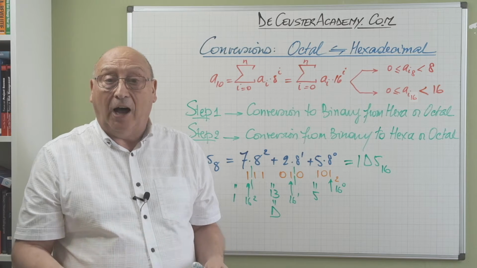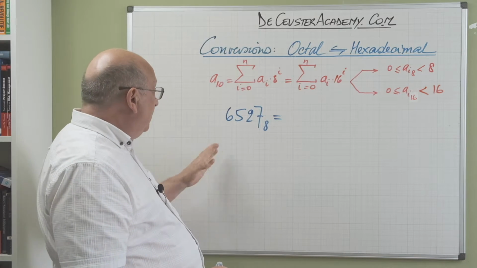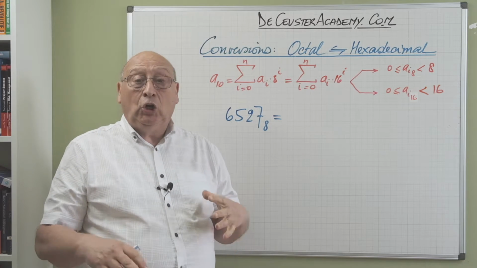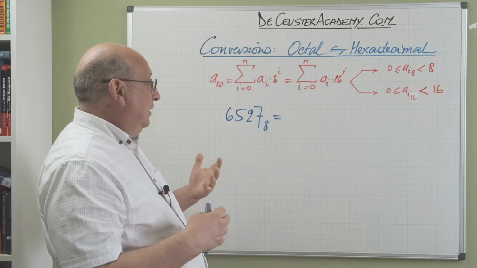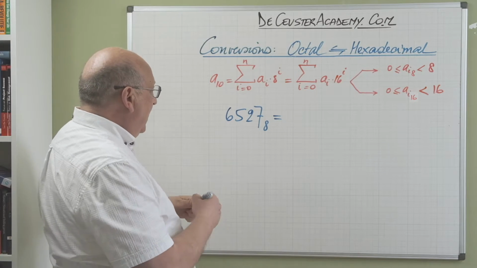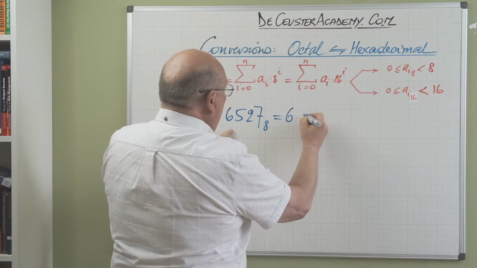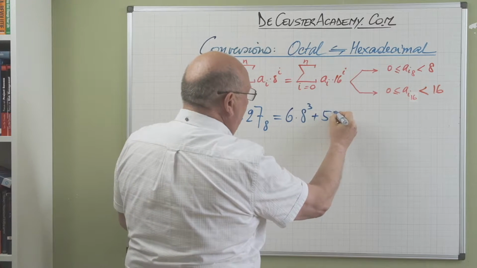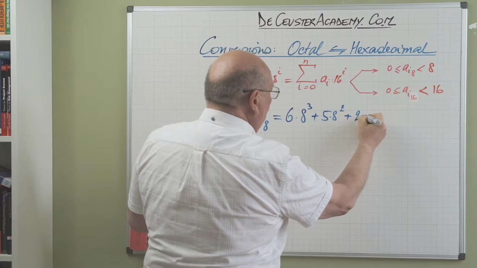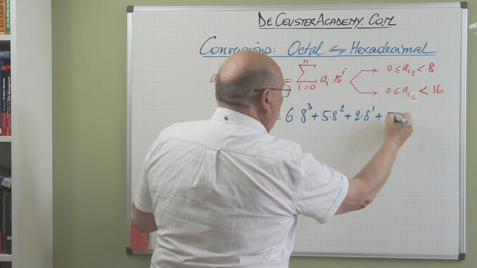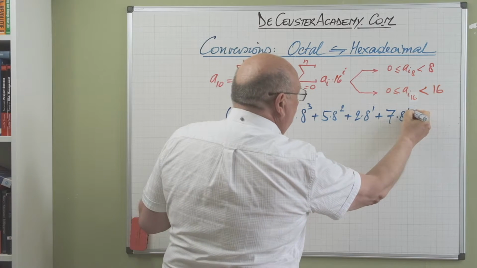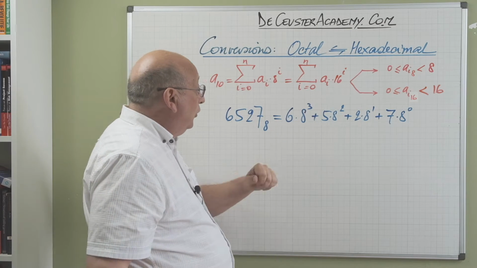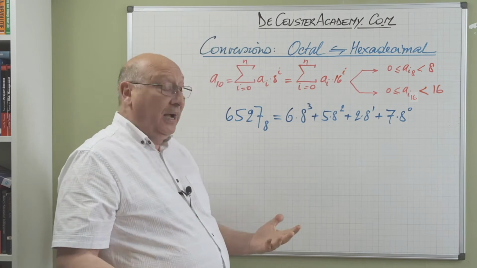Let's do another example. In the second example, we will convert 6527 octal to its hexadecimal equivalent. So we have here 6 times 8 to the power 3 plus 5 times 8 to the square plus 2 times 8 to the power 1 plus 7 times 8 to the power 0. Again, like we did before, we will write the coefficients in their binary form.